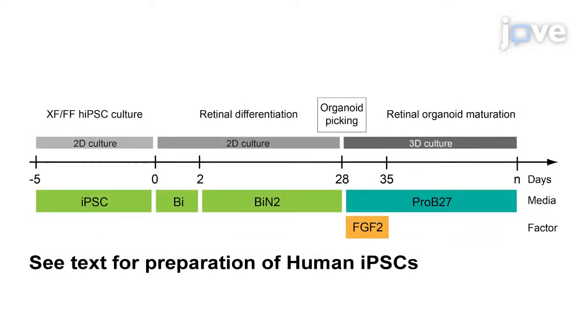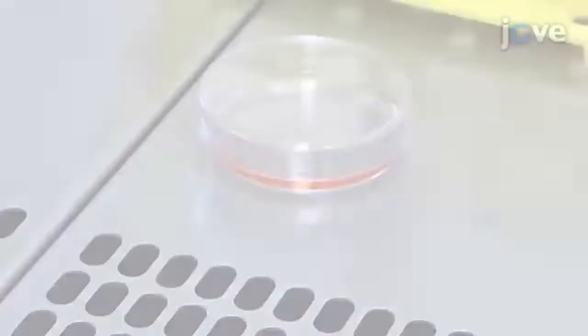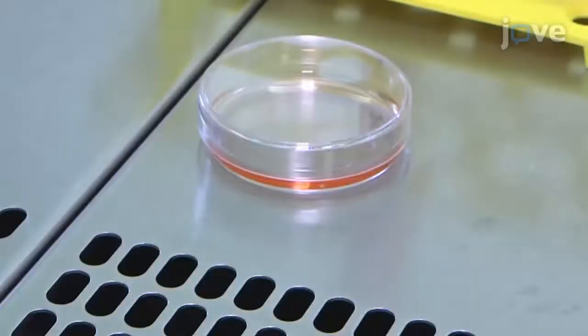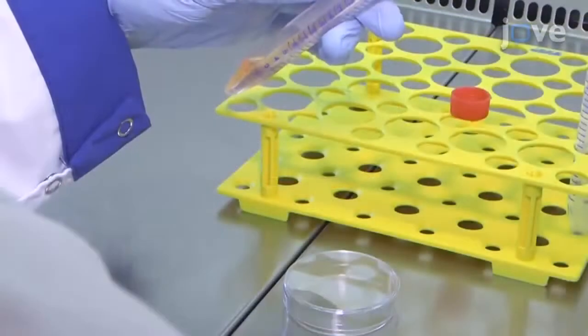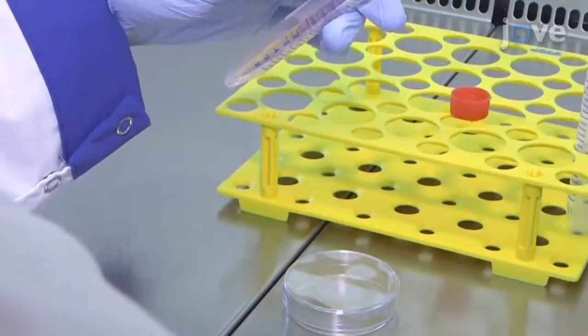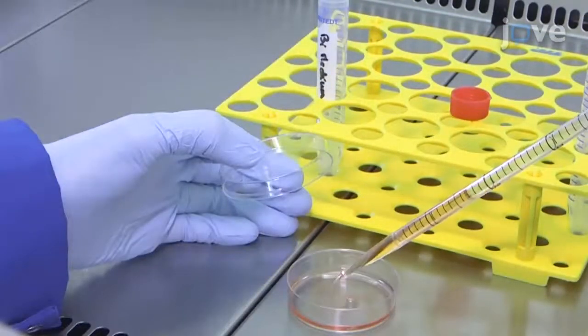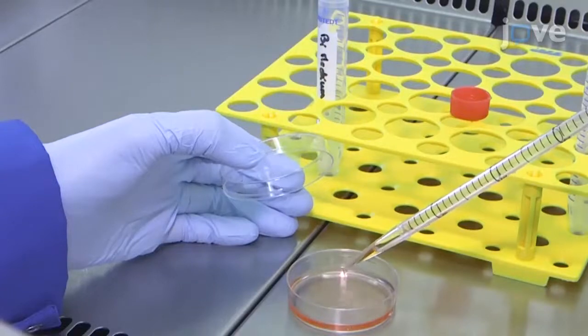Start the iPS cell differentiation following this schematic, which can be found in the text protocol, when the colonies reach 60 to 70% confluence. Prepare 4 milliliters of basal iPS medium per 6 cm dish and warm the medium to 37 degrees Celsius. Then, change the iPS cell medium to basal iPS medium. Note this time as day 0.